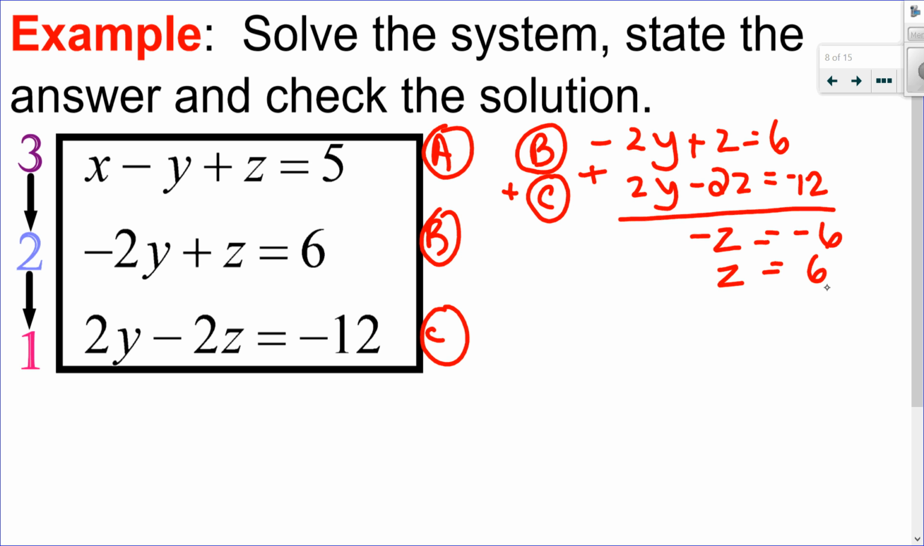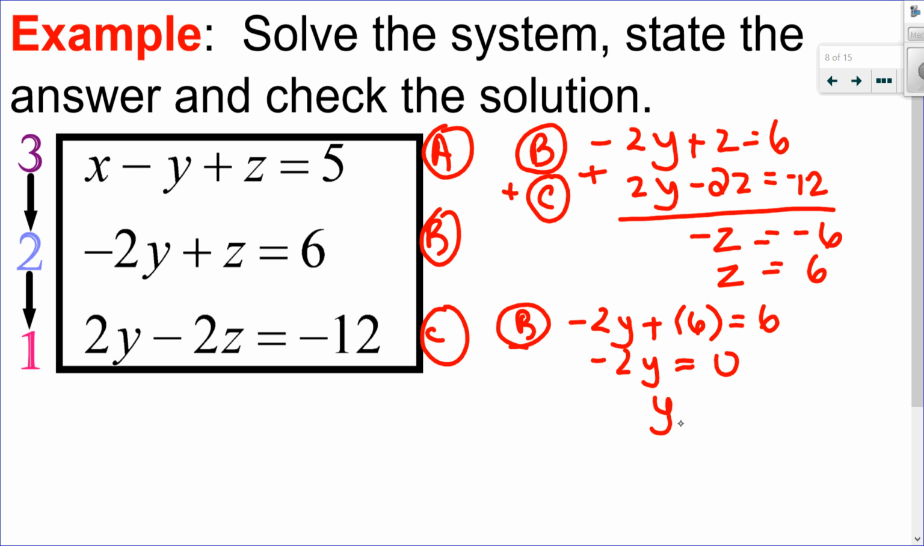I'm going to back substitute into my other equation to figure out what y is. So I'll go into equation B, and in equation B, I will do negative 2y plus z, which is 6, equals 6. So negative 2y plus 6 equals 6. Subtract 6 from both sides, and this equals 0. Divide both sides by negative 2, and y equals 0. So we've got z, and we've got y.